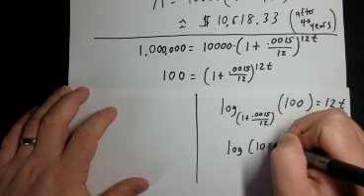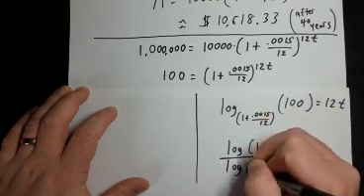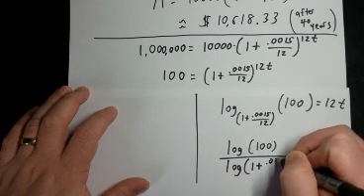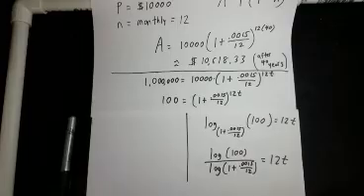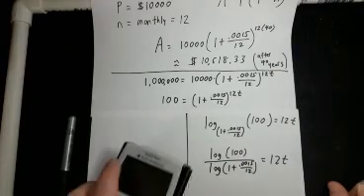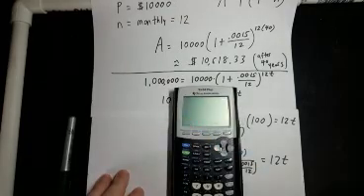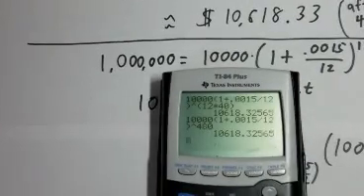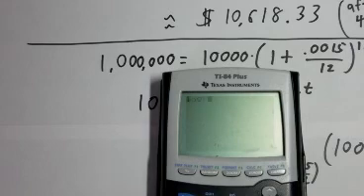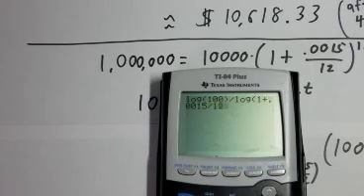That'd be log of 100 divided by log of this monstrosity equals 12t. Now, on our calculator, what would that potentially look like? Zoom in just a little bit. There we go. On our calculator, that would look something like this. Log of 100, make sure you close the parentheses, divided by log of 1 plus 0.0015 divided by 12. You could type that whole thing in at once.